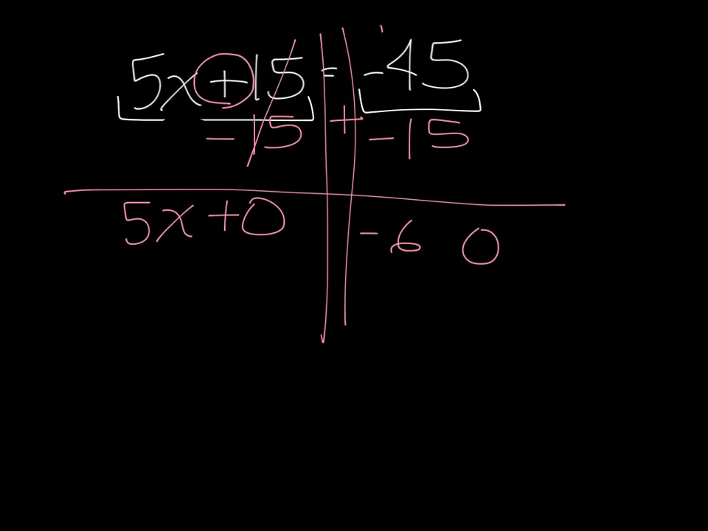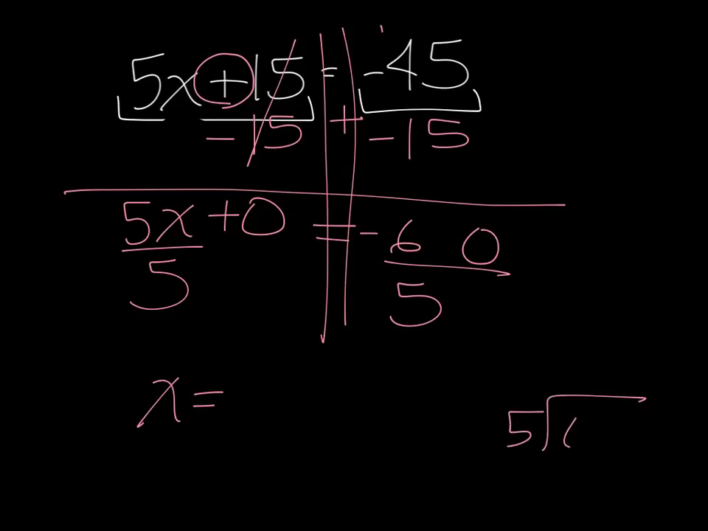Now I have 5x equals -60. I'm going to divide both sides by 5. Okay. x equals, let me divide 60 by 5. It's going to be a negative. I have 12. So my answer is -12.